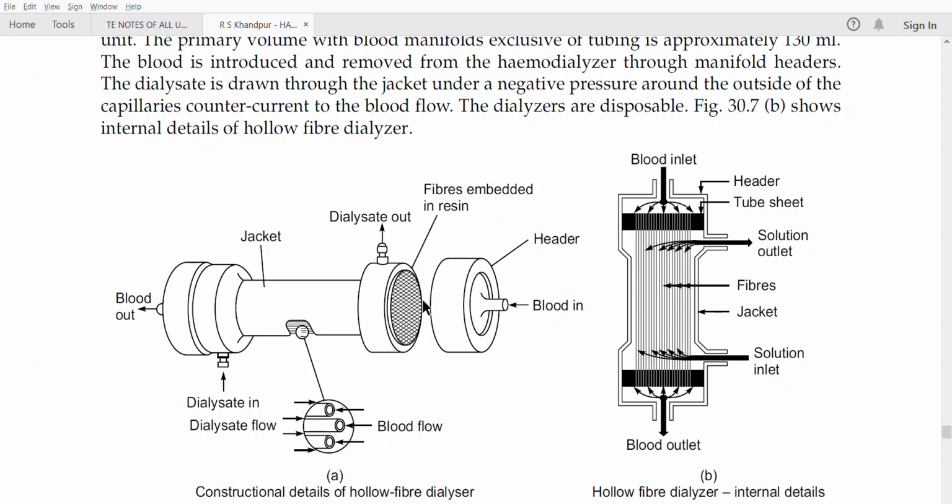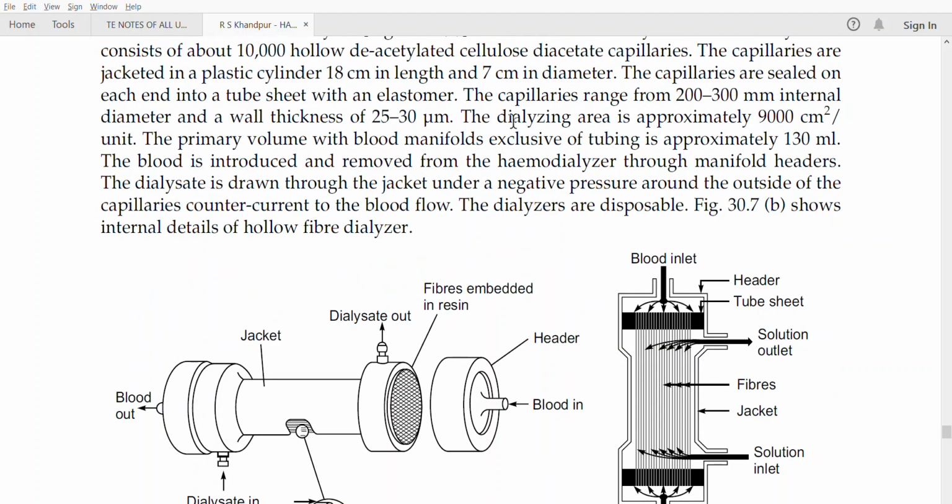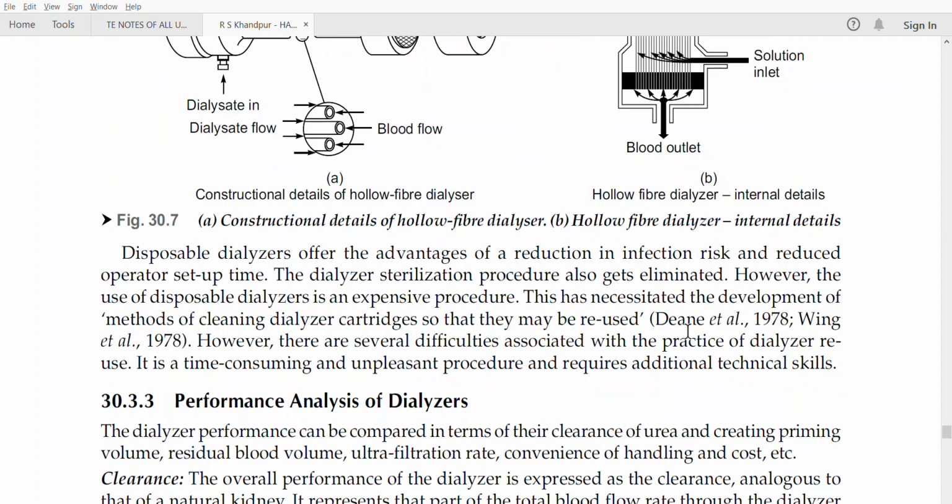If you look at this side, there are very small tubules. The capillary diameter is very narrow and the length is very large, which results in very good capillary action. There are around 10,000 of these tubes, and the solution flows over the tubes, resulting in diffusion and the flow of waste particles from the blood to the dialysate.